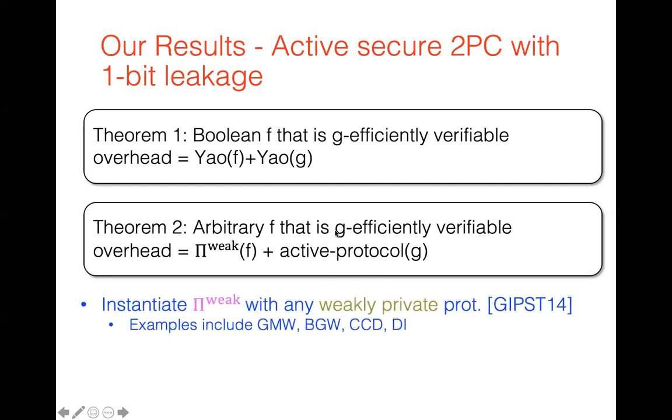So the overhead is determined by what secure computation we are going to do with this function g. For the second result, we show that there are many classical passive protocols that we already know satisfy this weakly private property: the classic GMW protocol, BGW, CCD, Damgard-Ishai. All these protocols satisfy this weakly private notion. In fact, we choose a specific kind of weakly private notion introduced by Genkin et al., called AMD circuits, which are passive protocols that are secure against active adversaries up to additive attacks.